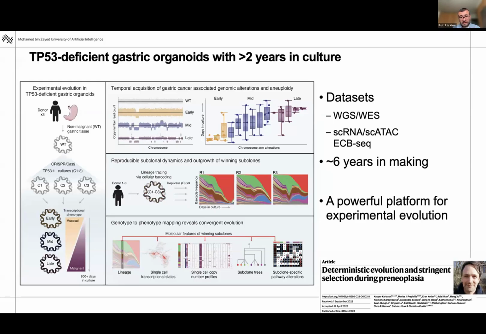So this is a wonderful platform for experiments to understand experimental evolution. These ones came out in Nature.